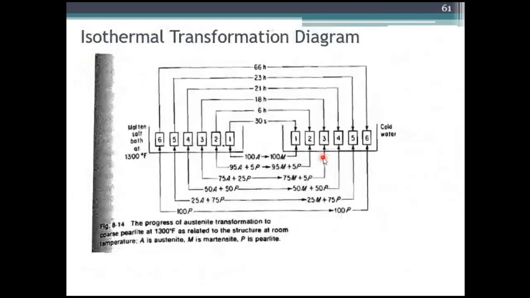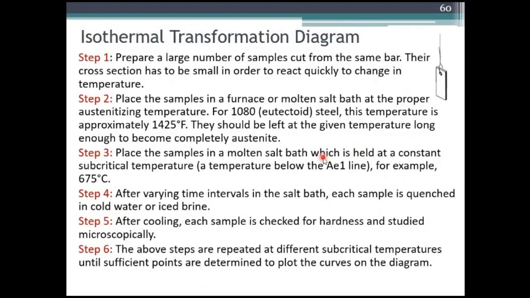Okay, next is the isothermal transformation diagram. Okay, isothermal transformation diagram.